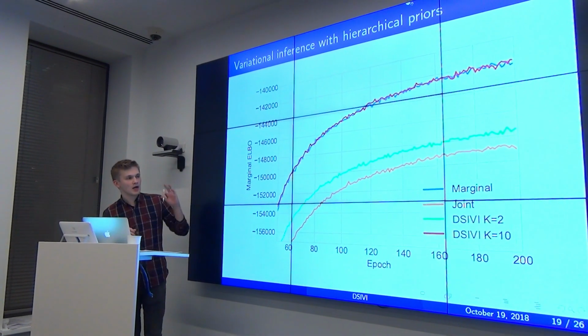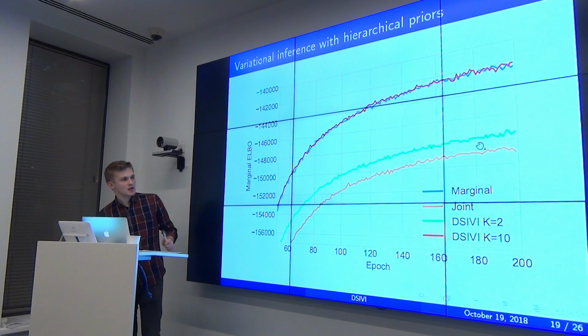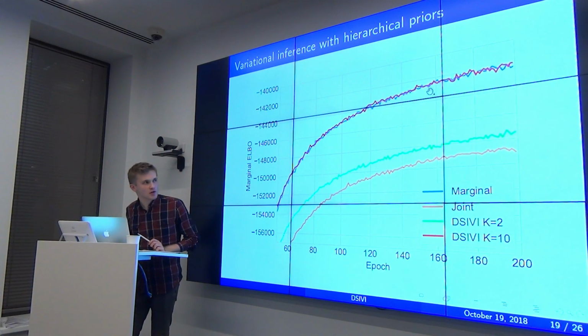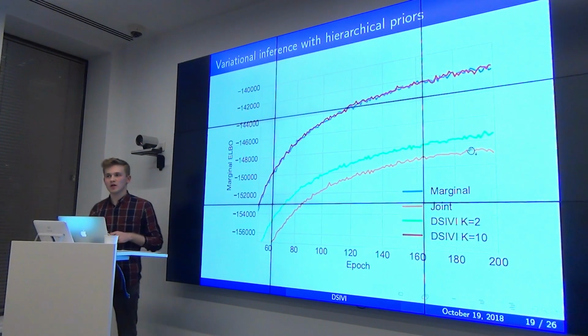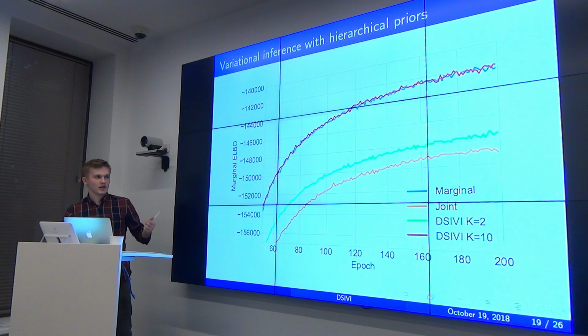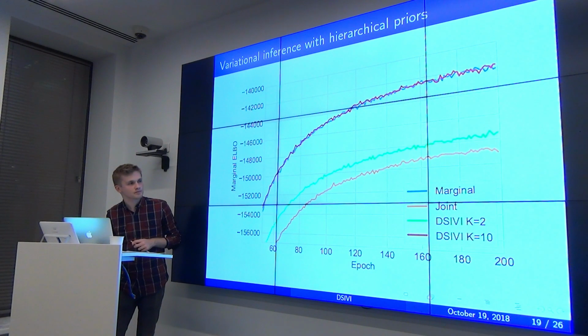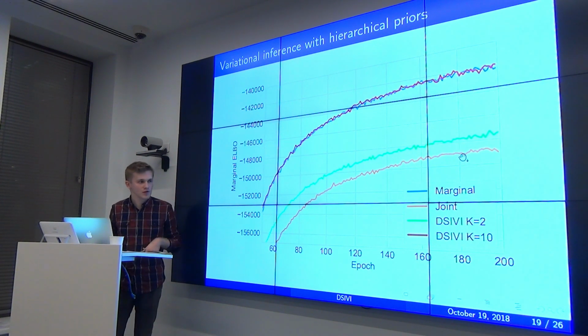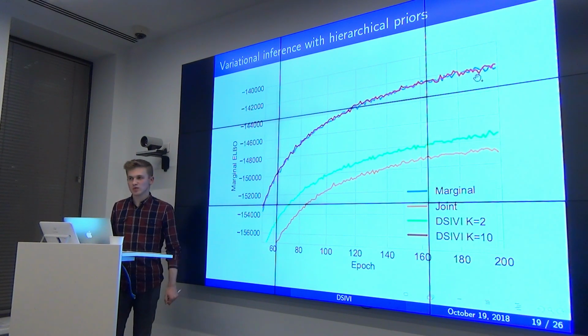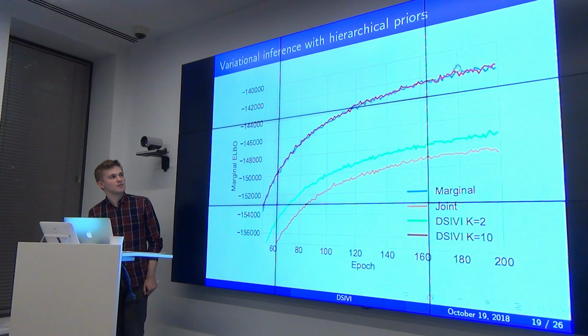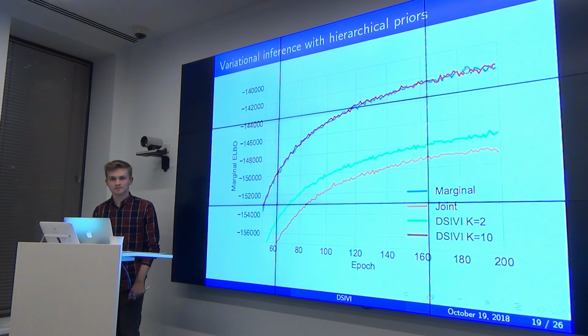Okay, so we obtained the following results. Of course, the marginal is pretty high, and it's higher than the joint, because when we do joint inference, we actually increase the gap between the ELBO and the marginal likelihood. And DSVI with k equal to 2 already outperforms joint inference, and when we take k equal to 10, we just get the same performance as for the marginal inference.